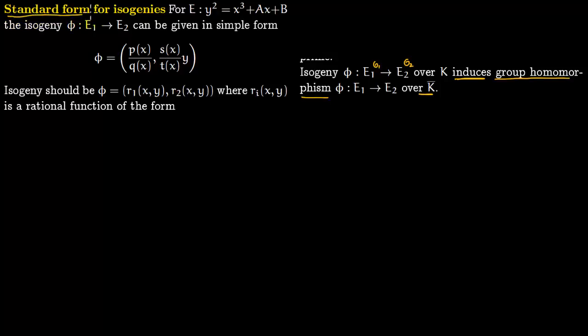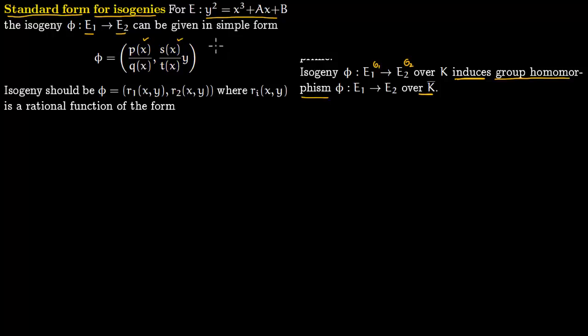So, standard form for isogenies. Say we have the short Weierstrass form of the elliptic curve given to us as y square is equal to x cube plus ax plus b, and you have an isogeny which takes curve E1 to E2. E1 is in short Weierstrass form and E2 is also in short Weierstrass form. Then our isogeny has a very simple form. You can write it as p(x) over q(x) for the first coordinate and s(x) over t(x) times y for the second coordinate. So this is the very simple fractional form.